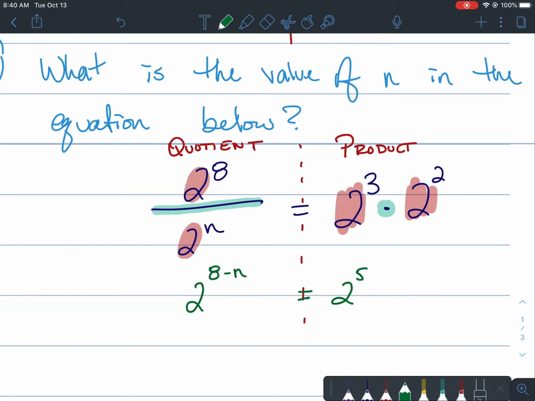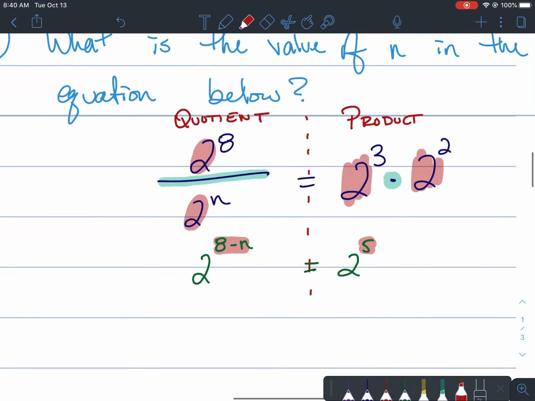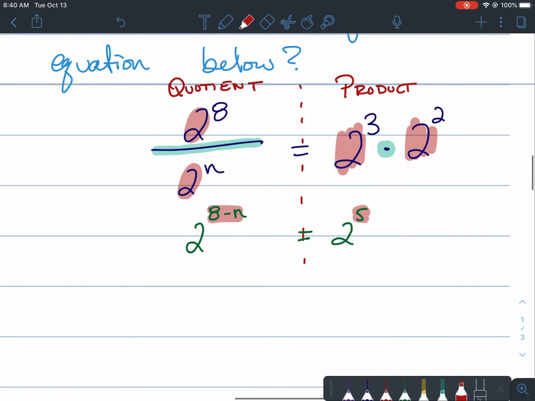So now we have another equal thing. We have 2 to the 8 minus n equal to 2 to the 5th. So we have our own little equation here. 8 minus n has to equal 5. Well, what must n equal in order to equal 5? 3, because 8 minus 3 is 5.